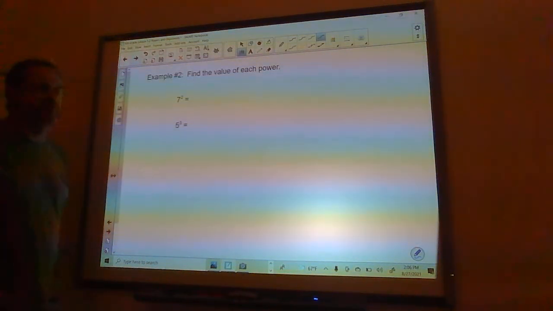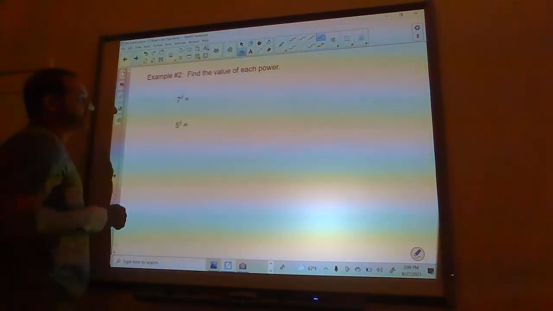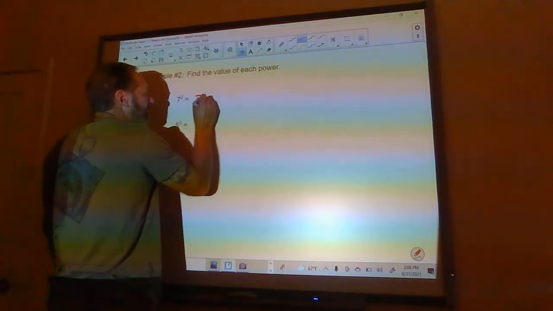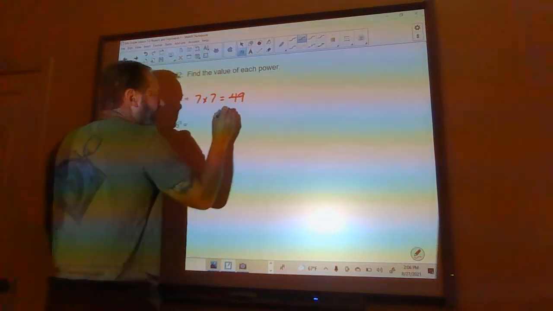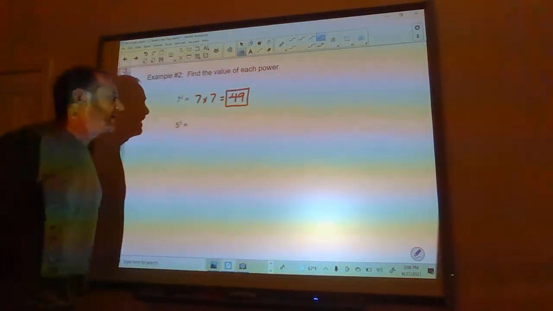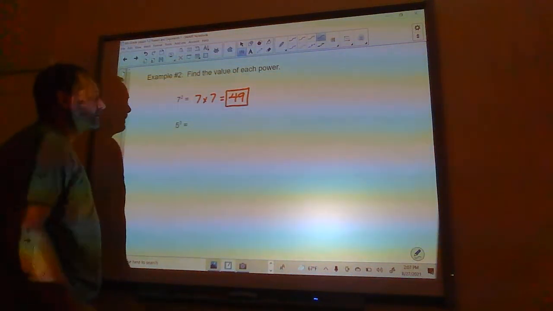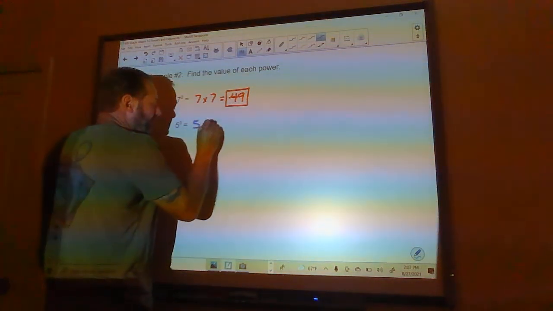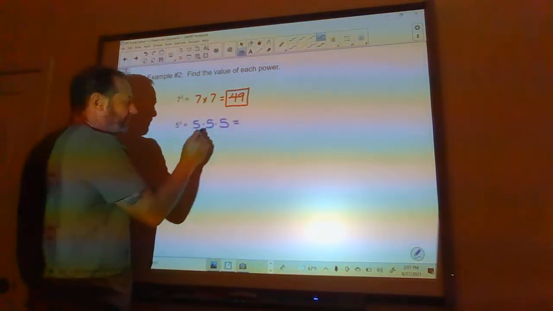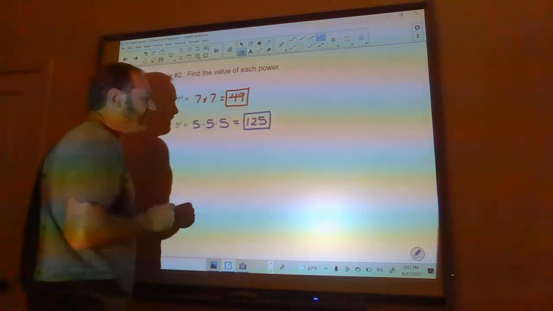Now it says find the value of each power. Finding the value means find out what is that worth? What is that number? So 7 squared, or 7 to the 2nd power, remember, that means 7 times 7, that's just 49. Next, 5 to the 3rd power. Why don't you pause this real quick, see if you can figure out 5 to the 3rd power, and then unpause and see what you got. You should have gotten 5 times 5 times 5. 5 times 5 is 25, and 25 times 5 is 125.